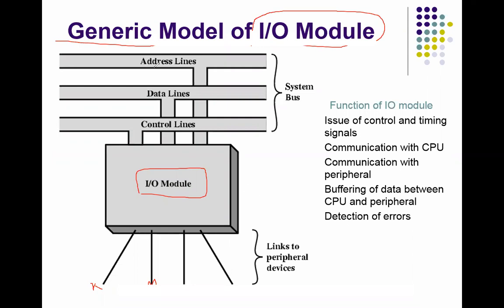And obviously these three things are required. One is the address: with the help of the address you can store your data at a particular location, and you can access the data from a particular location. The data line is required for the data transfer, and the control lines are required to control all these devices.